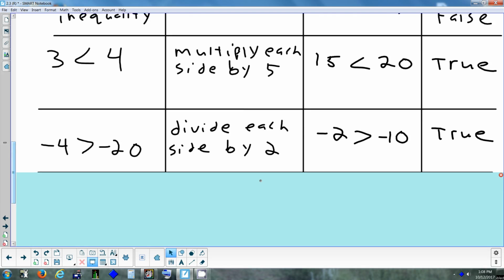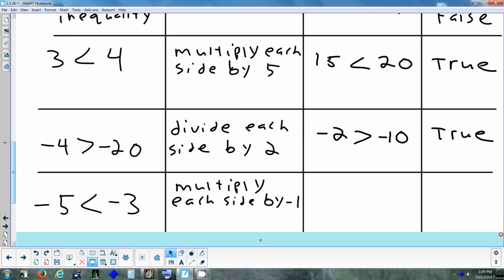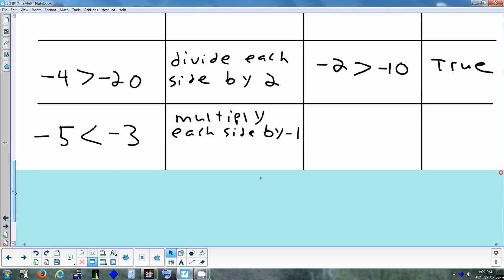Okay, so does it look like we're allowed to divide each side by a number? And if we started with something true, we'll end up with something true. Does that look okay? What do you think? Yeah, so far it looks okay. Let's try this one. First, let's make sure what we're starting with is true. Sophia, do you think negative 5 is less than negative 3? Yes. Good job. It is less.